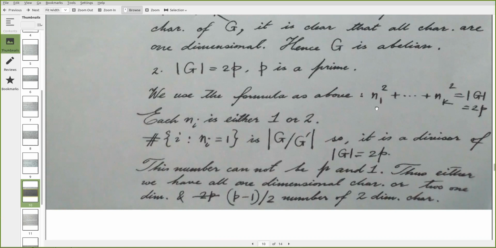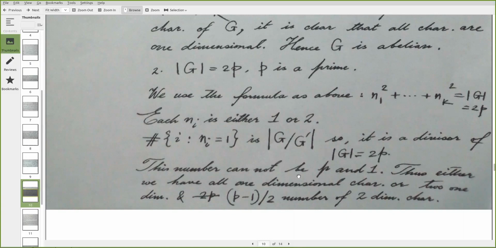Because suppose this number is 1. Then in this sum there is exactly one 1 and the rest of them are just 4. So the left hand side is an integer of the type 4k plus 1, and it's easy to see that for a prime p, 2p can never be of that form modulo 4. Similar considerations will hold for the other case. So when these are excluded, we are left with 1 and 2p. That means either all of them are 1.